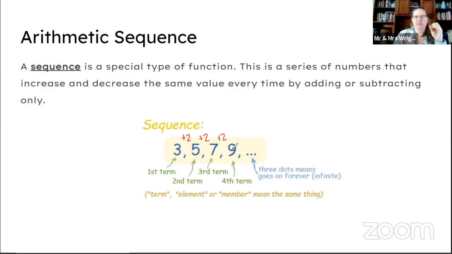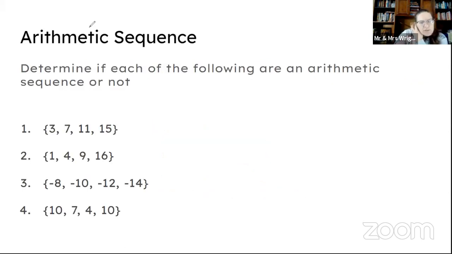Now, each one of these things are called terms. So the first term is 3, the second term is 5, the third term is 7, and the fourth term is 9. The dots, these ellipses, mean it continues on forever. It's an infinite series. There's no end to it, right? Sometimes these are called elements or members. It's the same thing. Now, before we get into the function part, let's determine whether these are going to be arithmetic sequences or not.